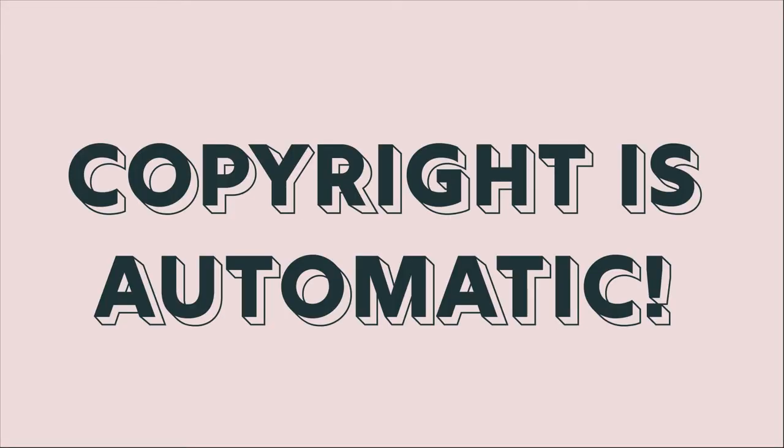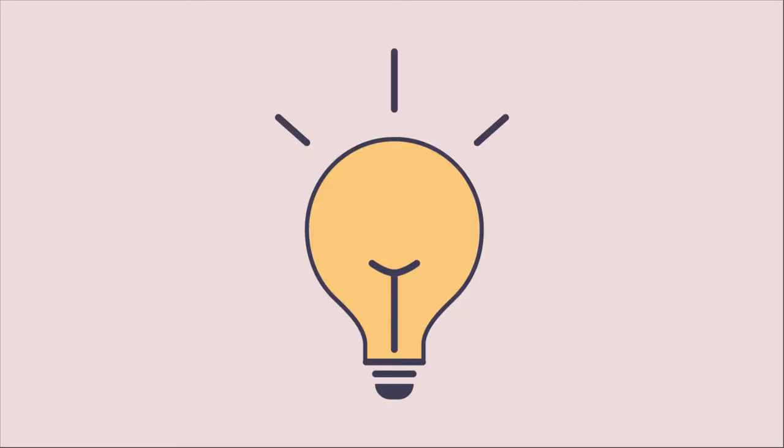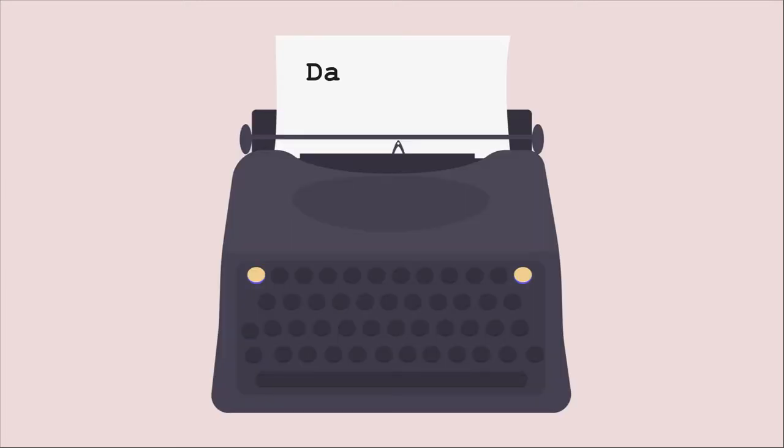Copyright is automatic and is applied once a creator puts their ideas in a fixed format, such as a website, a photo, or an article. This means that a copyright symbol is not required to indicate that the work is copyrighted.